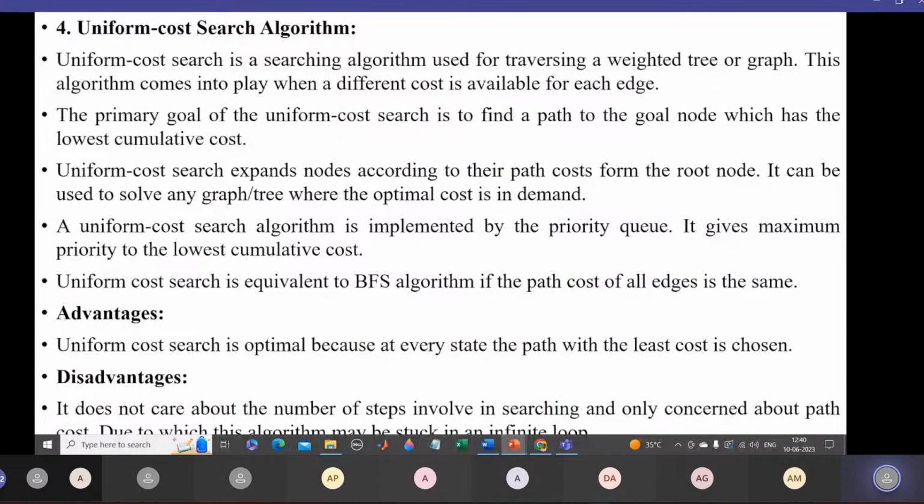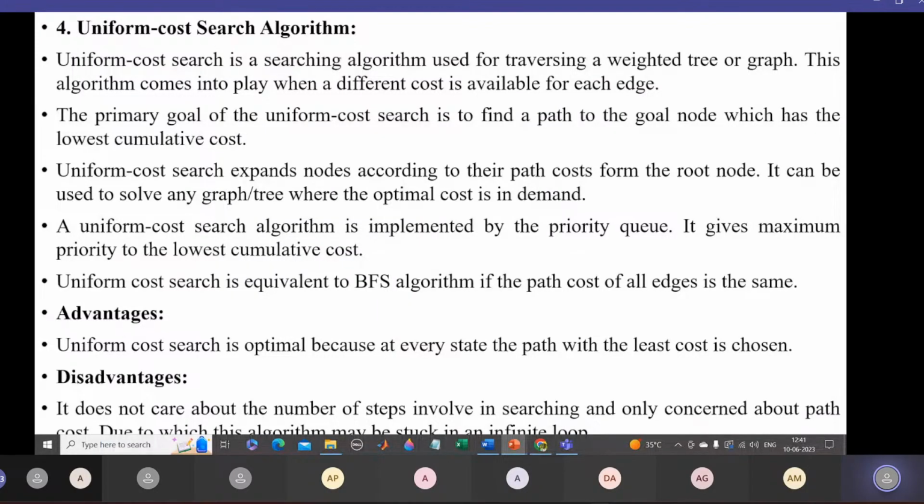Uniform cost search algorithm. It is a searching algorithm meant for traversing a weighted tree or a graph. Some weightage will be given for the path. It could be from reaching one city to another city. The cost, the time, or the distance could be given. Whenever different costs are available for each edge, you can go for this.